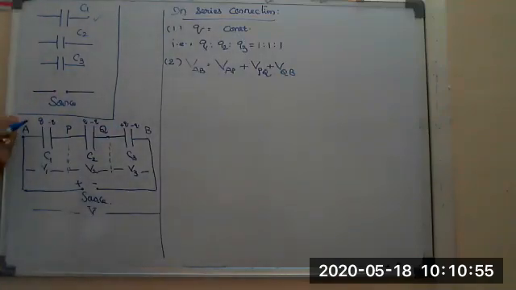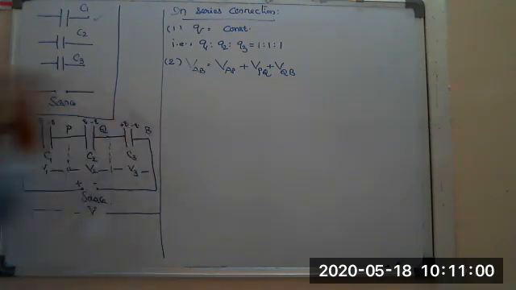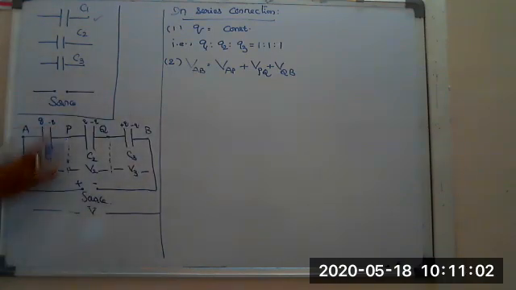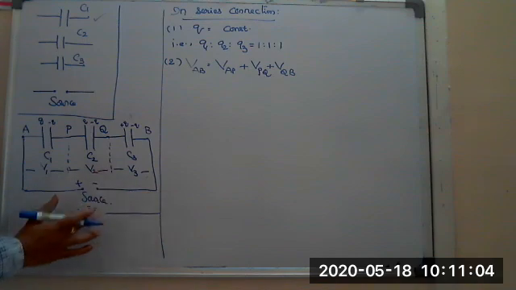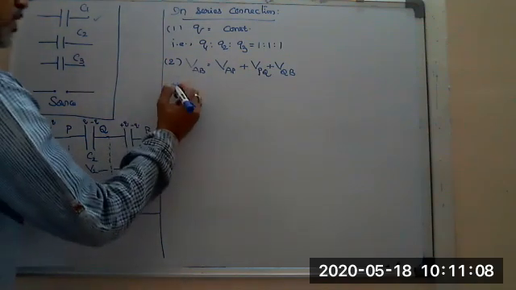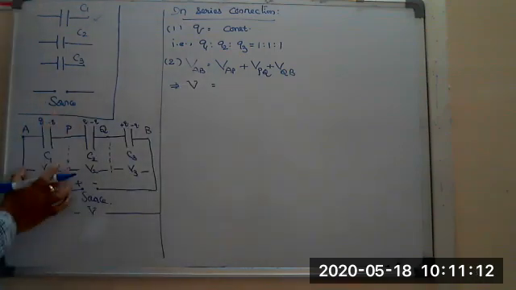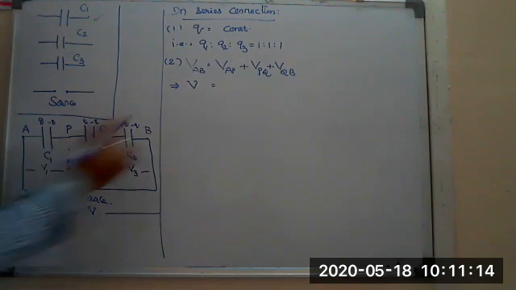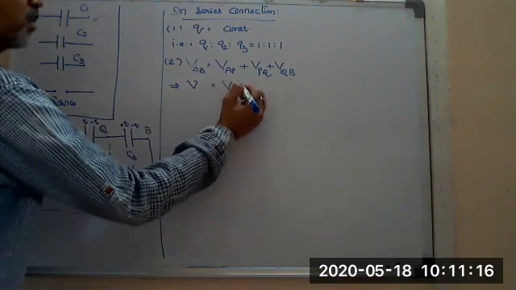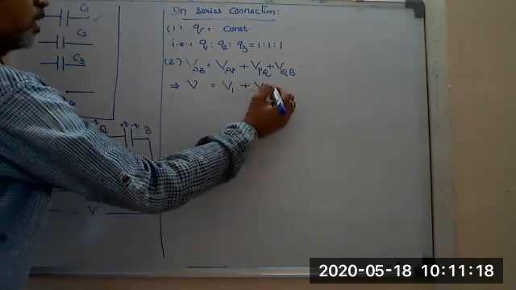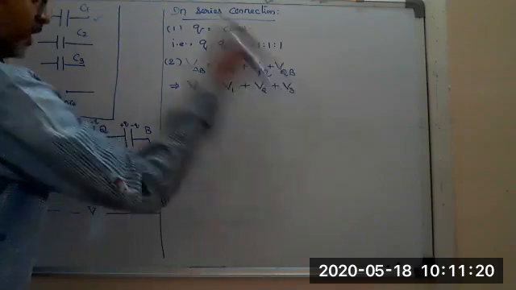This is the total potential difference across A and B along this path. Here, total across A and B, I already considered as V. So V equals, I write here, V across AP is already considered as V1. Similarly here it is V2 and there it is V.